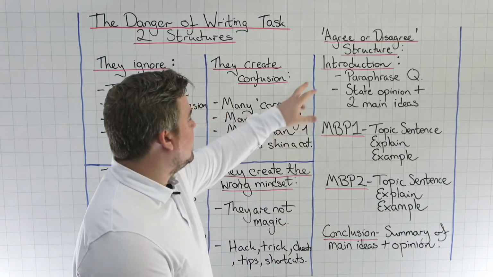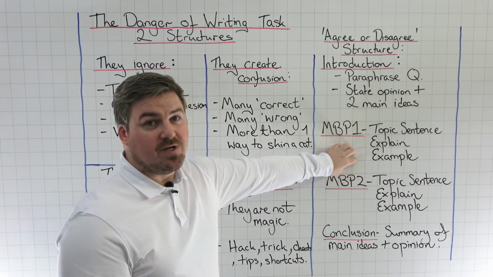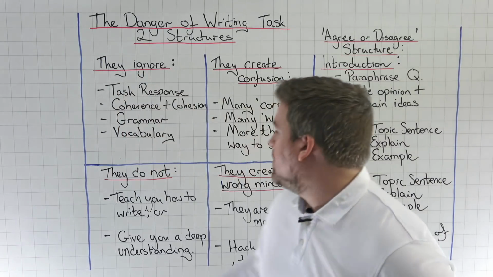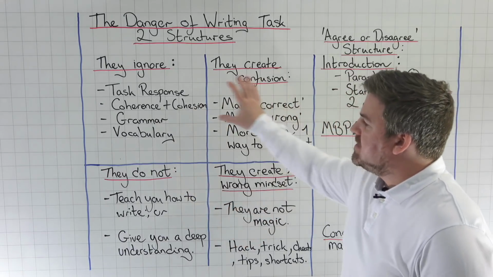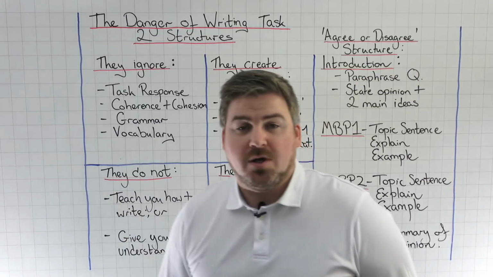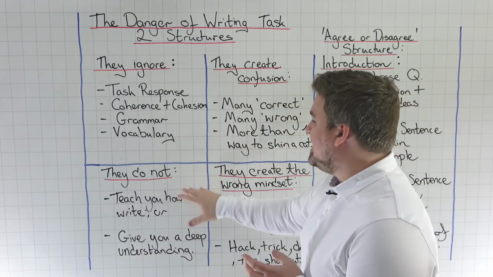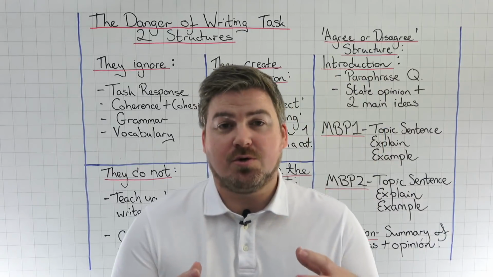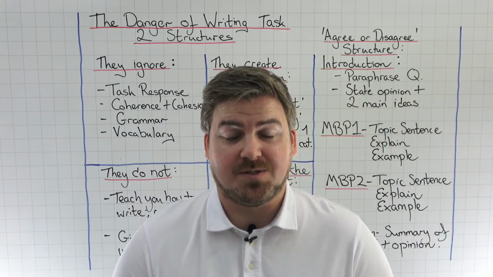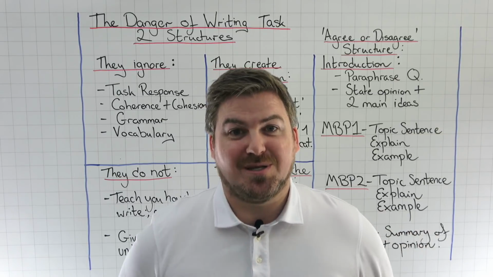So we're going to look briefly at a Task 2 structure for an agree or disagree essay, and then we're going to look at the 4 main reasons why structures for Task 2 lower your score. So you need to be very careful with these, and we'll look at each of these 4 things and show you how you can avoid these pitfalls, to help you avoid using structures in the wrong way.